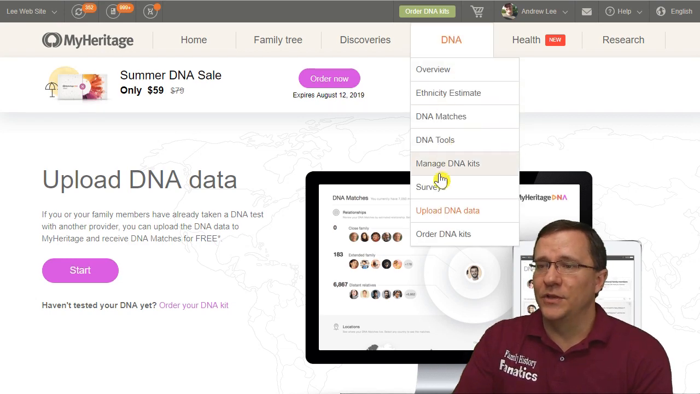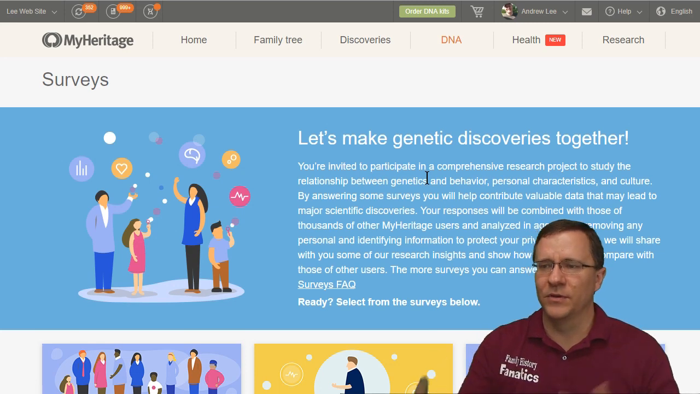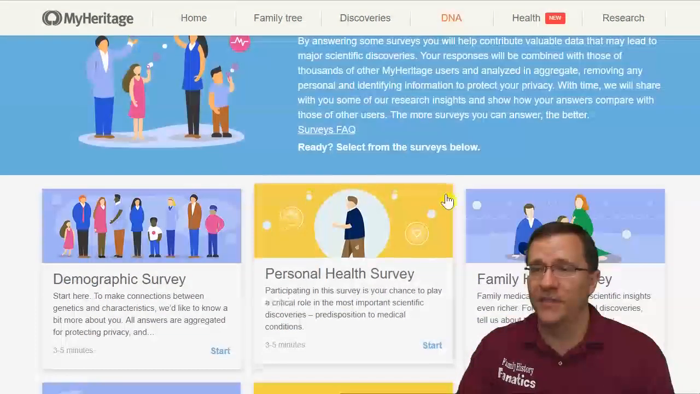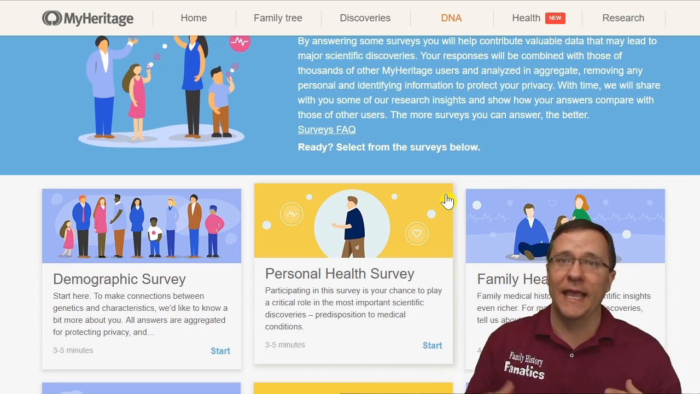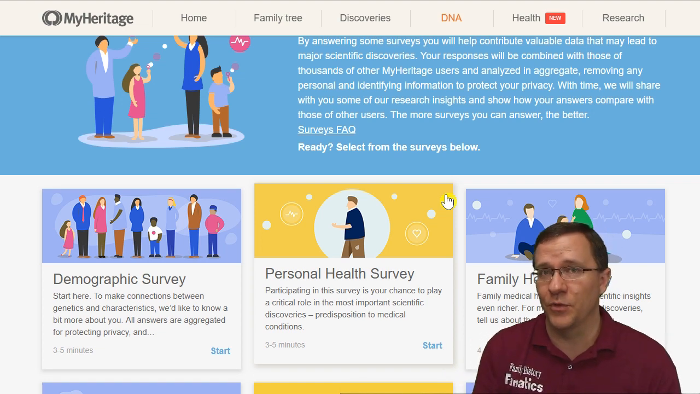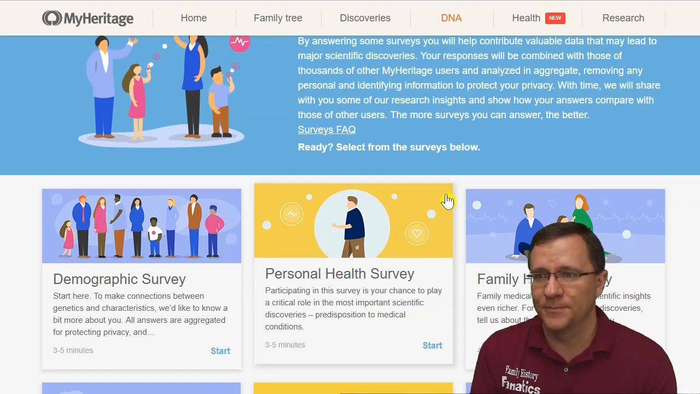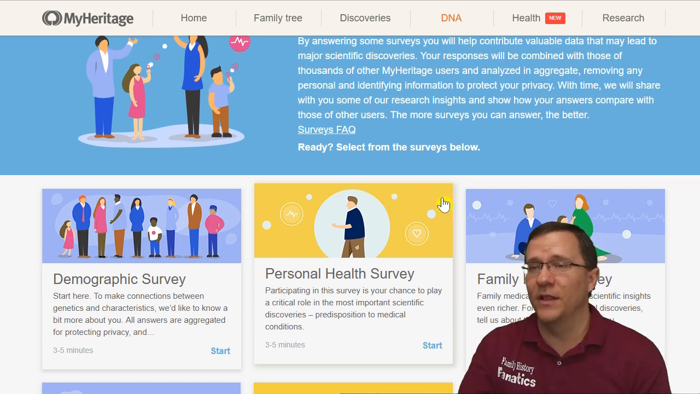The other thing is that MyHeritage is also looking at making some different discoveries. And so they have some surveys available that, if you want to take them, will be linked with your DNA, and they'll be able to use that information for research in trying to make new discoveries. So if you're interested in that, those are available, but those are completely voluntary.